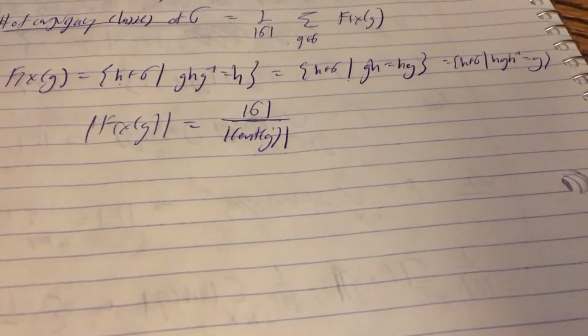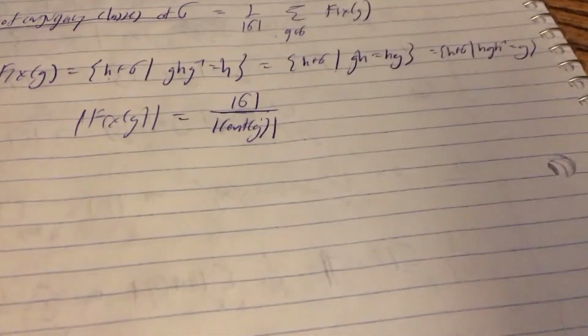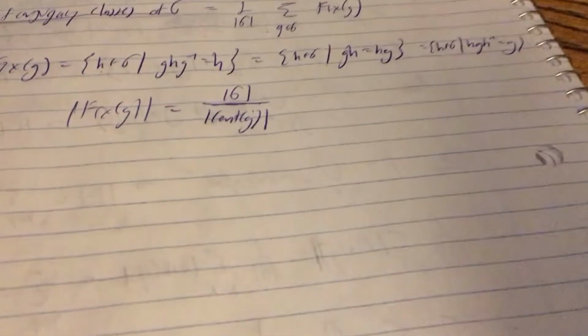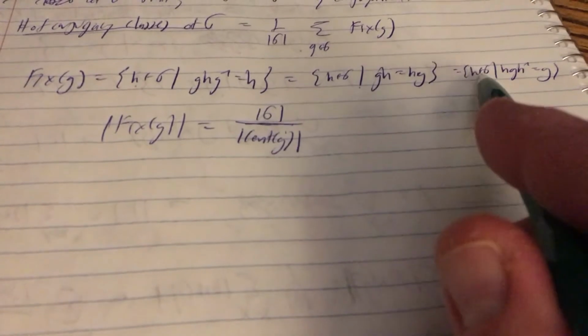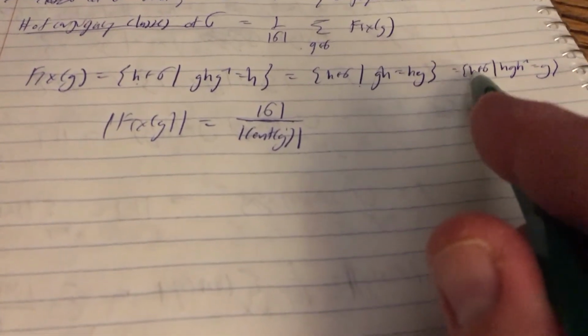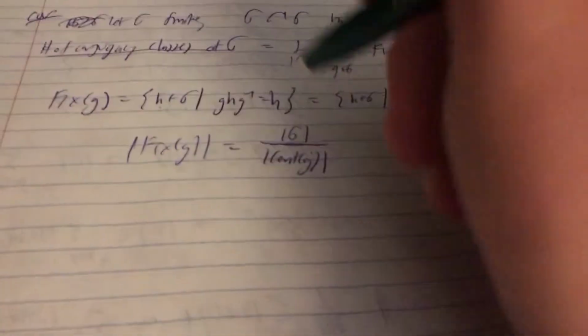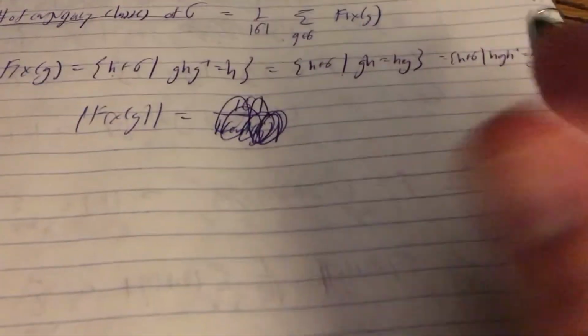Maybe let me... that is definitely not the size of fixed G. This is a correct description of fixed G, but fixed G is actually just the size of fixed G. Sorry about that. So what's the size of fixed G?